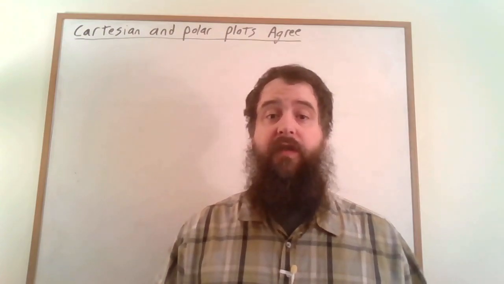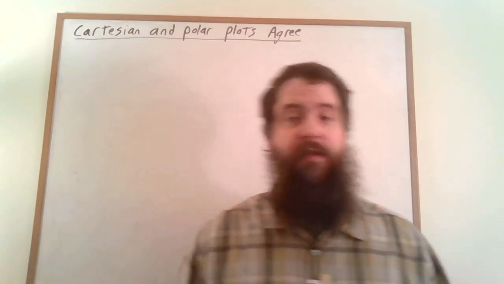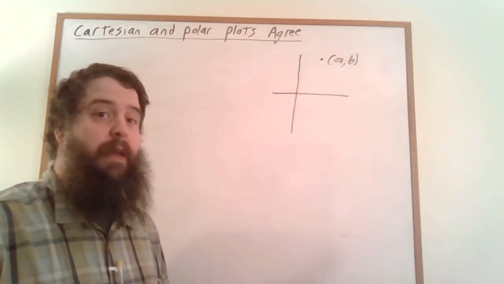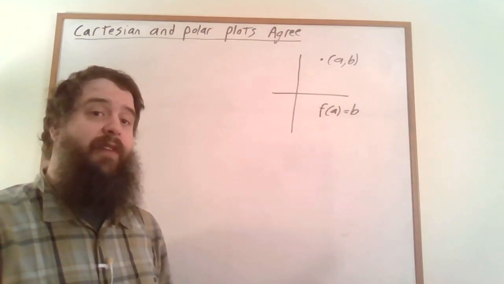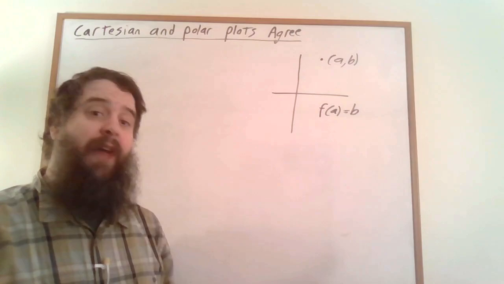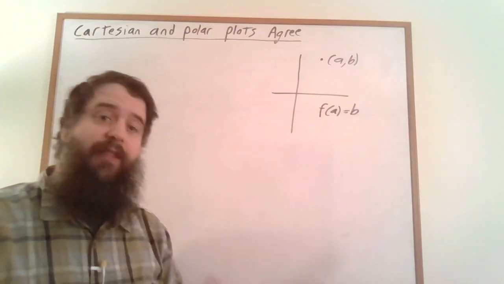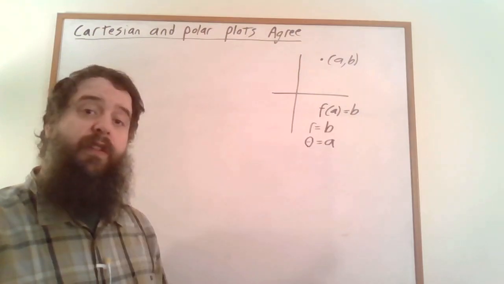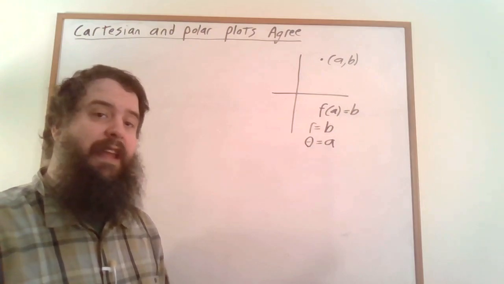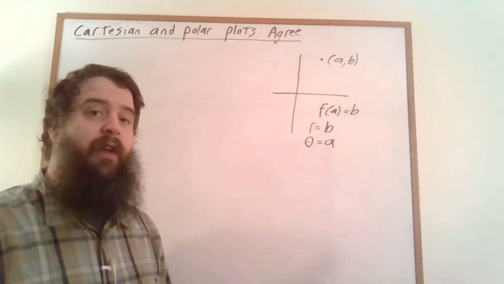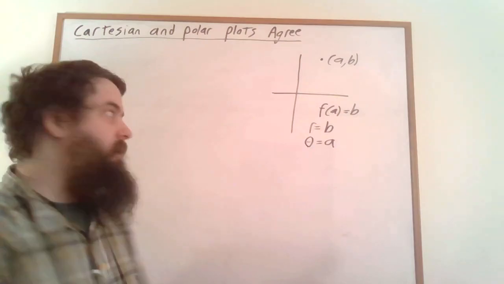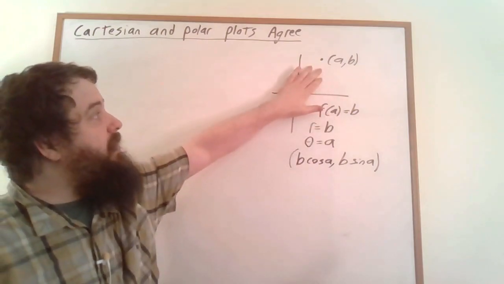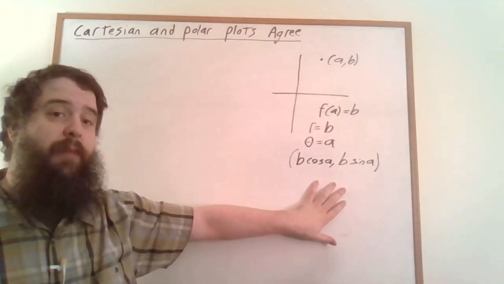So to start off with, suppose that we know a particular point on the graph. This tells us that f of a is equal to b, because this point is on the graph of our function in Cartesian coordinates. But now that we know this fact, we can use it and the fact that this is also the graph of r equals f of theta to conclude that the point with r equals b and theta equals a is also on the graph. Writing this point in Cartesian coordinates, we get b cosine a, b sine a. So given that this point here is on the graph, this point here also has to be on the graph.